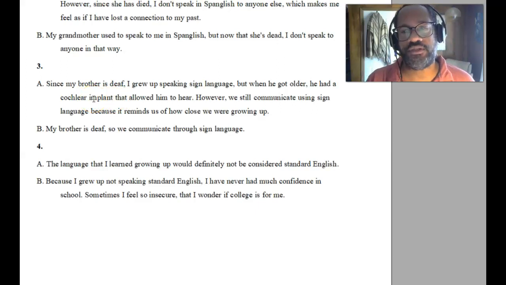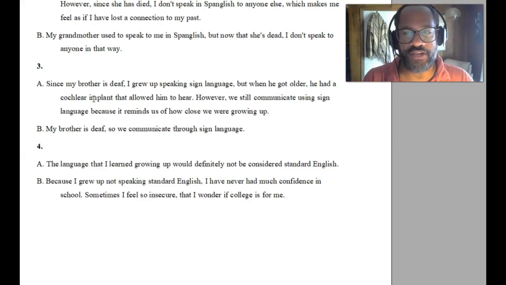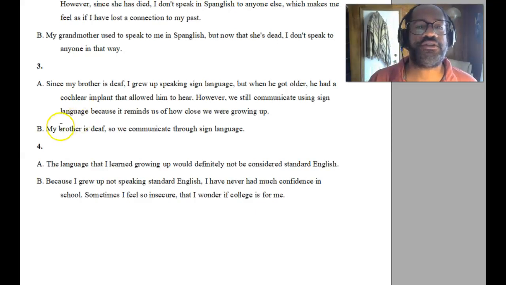And sign language, by the way, it's interesting just to note that there is American Sign Language versus other sign languages, right? And so there is a kind of an English sign language versus other sign language. Not all sign languages are the same. And sign language is really a very interesting thing. But in any case, we have that, and then we have the other one. My brother is deaf, so we communicate through sign language. Which one would be better for a 750-word essay?